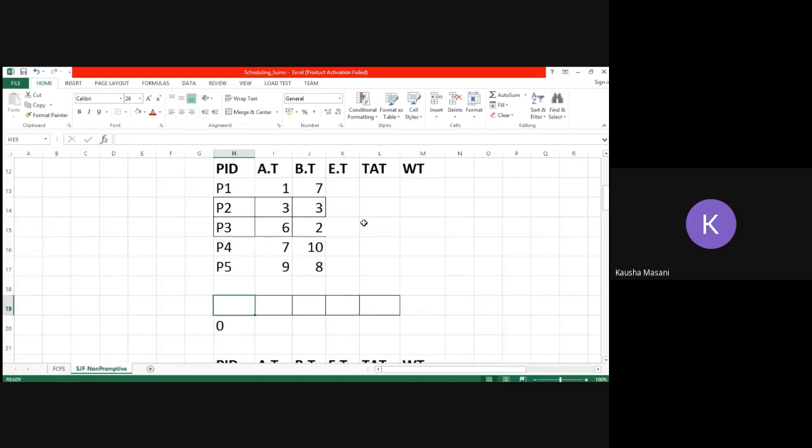Okay. Do we have any process at arrival 0? Yes, P1. At arrival 0, P1, no. The arrival time is 1 second. So from 0 to 1, the CPU is idle. At 1 unit of time, you get P1 in the ready queue, right? So you're going to record P1 here.